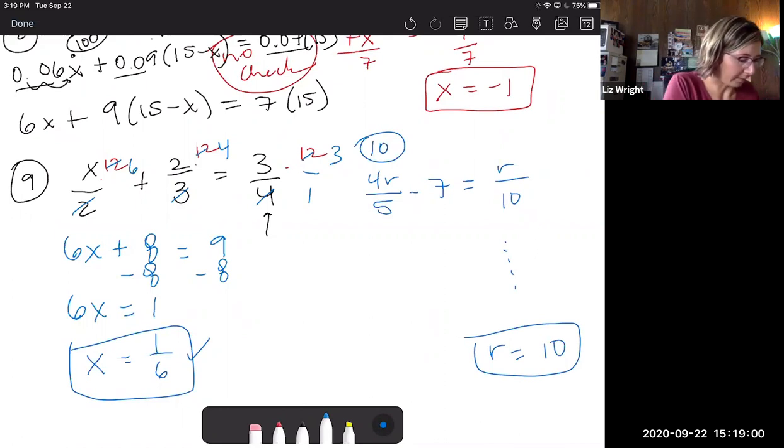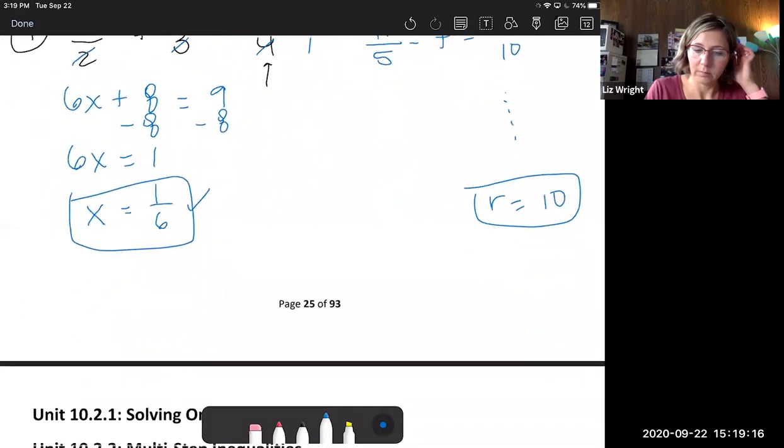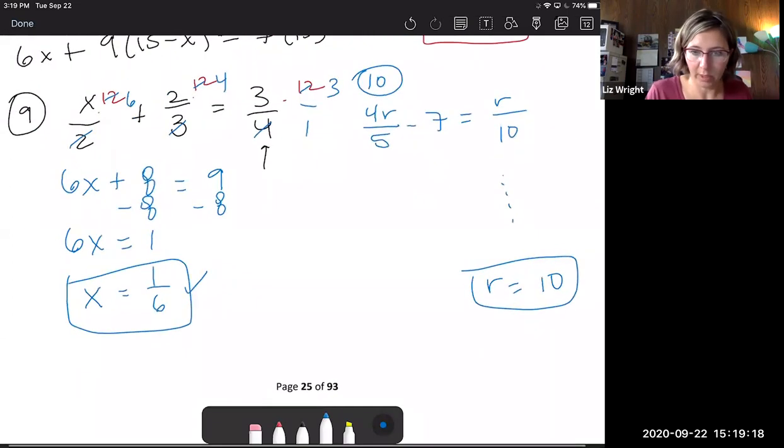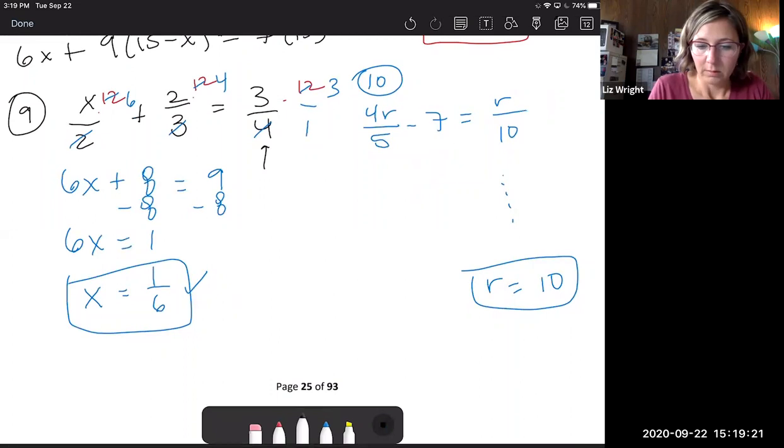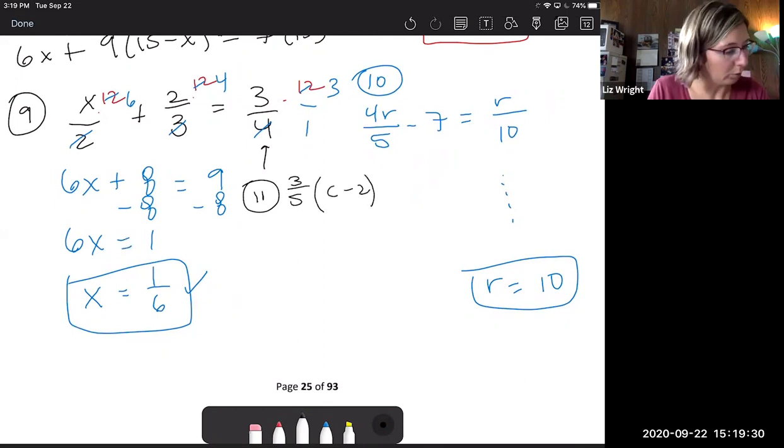I'm going to give you one more to do on your own too. Let me cross some of these off. Would you believe it? I've gotten rid of 8 problems so far. I'm going to do one more. I'm going to fit it in right here. Here we go. We've got 3/5 multiplied by a quantity of c minus 2 equals 1/2.